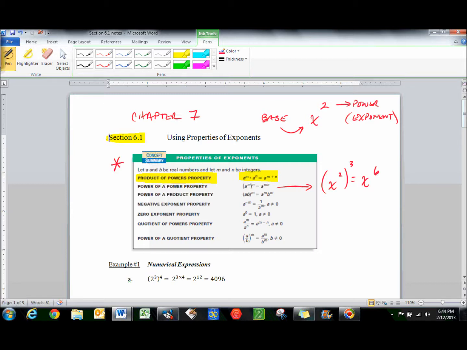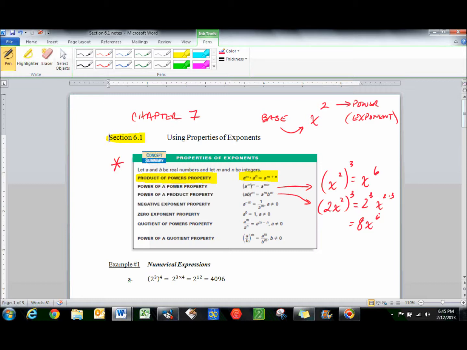And of course, if I have more than one value in the parentheses, so if I had 2x squared to the third power, this is the power of a product property. So now I have to raise each one of these to the third power, and so this is going to be 2 to the third times x to the 2 times 3. So 2 to the third is 8, and then that again is x to the 6th. So you can see there's the same concept for each of those, except you would have to apply the power outside the parentheses to everything in the parentheses.